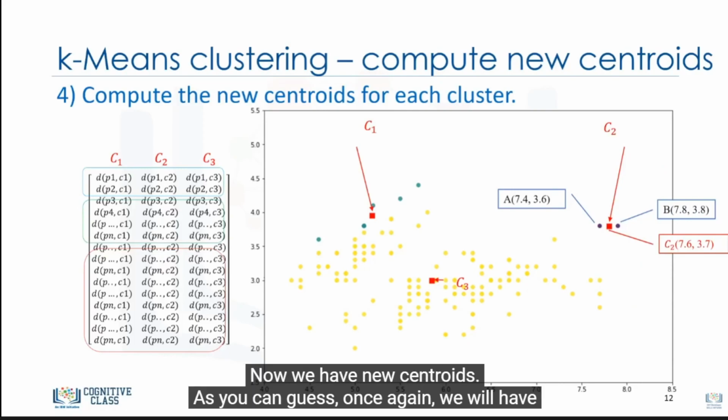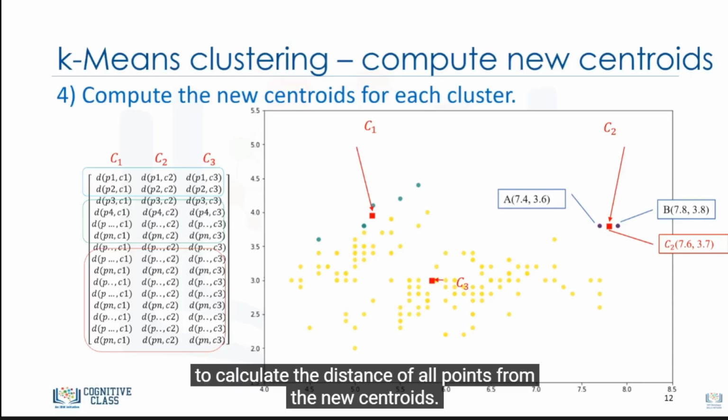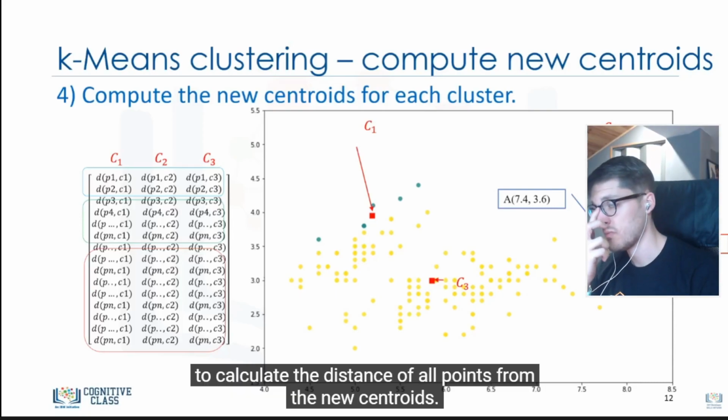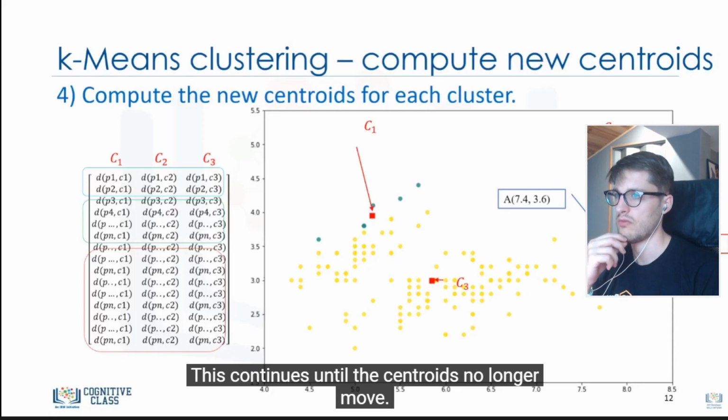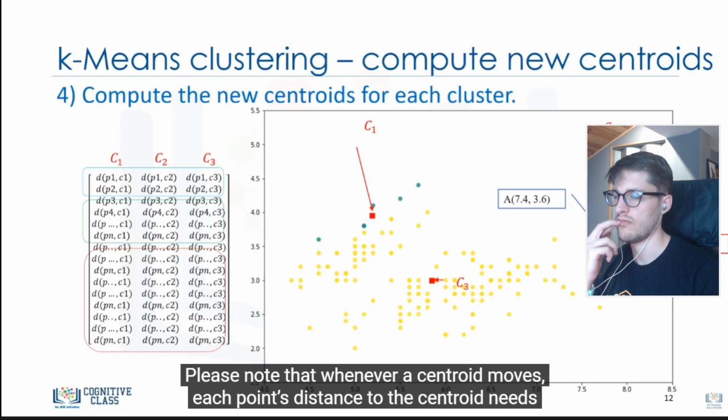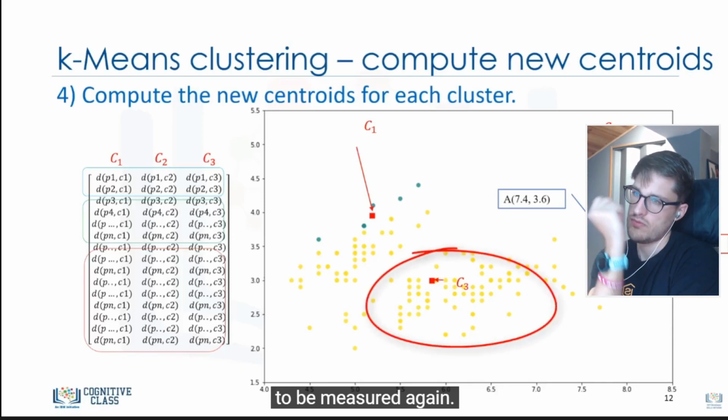As you can guess, once again we will have to calculate the distance of all points from the new centroids. The points are reclustered and the centroids move again. This continues until the centroids no longer move. Please note that whenever a centroid moves, each point's distance to the centroid needs to be measured again.